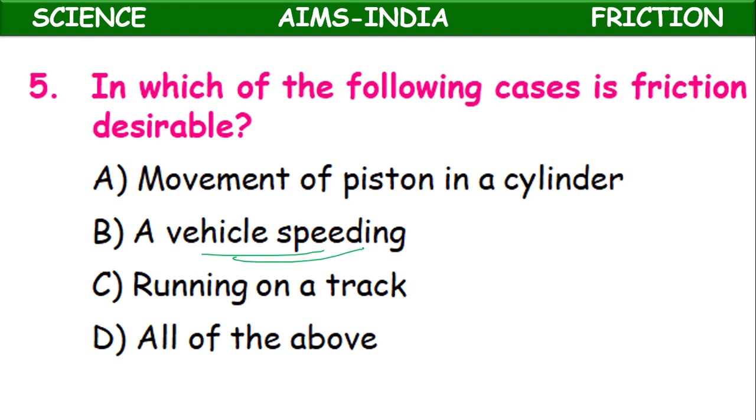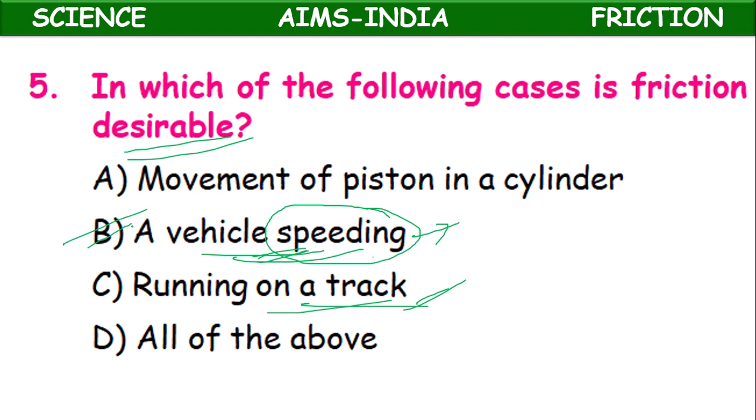Vehicle speeding: if the vehicle is going very fast and suddenly anything happens, if we apply brakes, it has to stop. In this condition, friction is desirable. Running on a track, friction is not desirable. So in option B, friction is desirable.